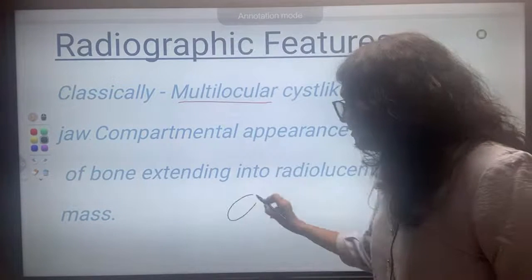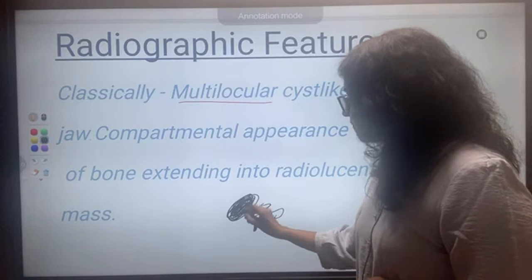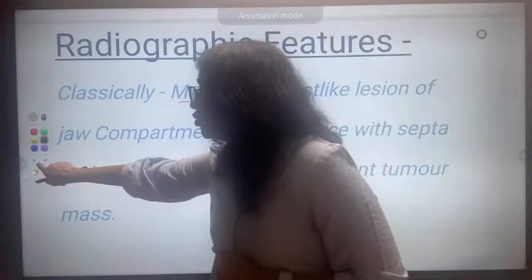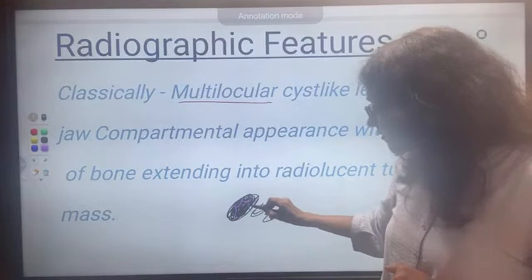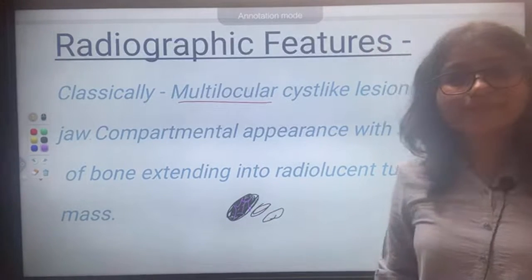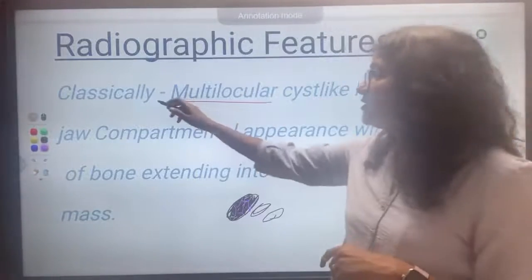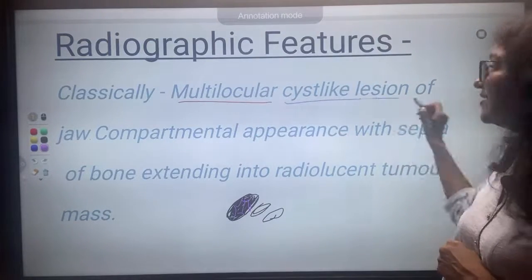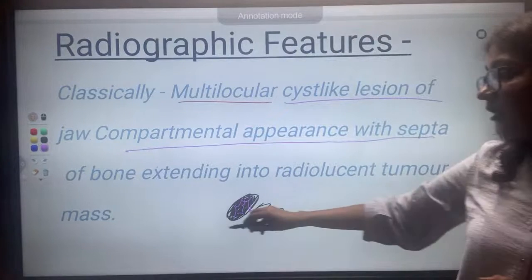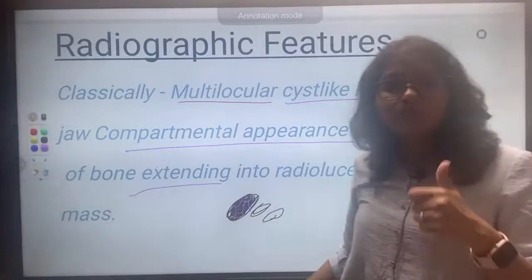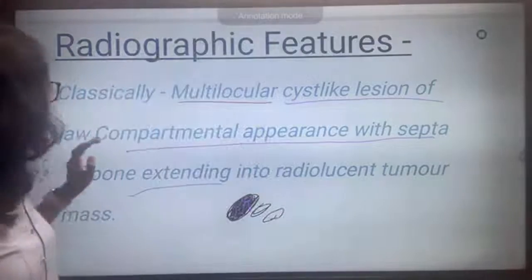For example, this is a growth, right? If this growth has many septa of bone through it, this is a multilocular appearance. Many loculi will be there, right? What is the classic appearance? A multilocular cyst-like lesion of the jaw, that is, a compartmental appearance with septa of bone extending within the mass. So remember this one term, compartmental appearance or multilocular appearance, okay?